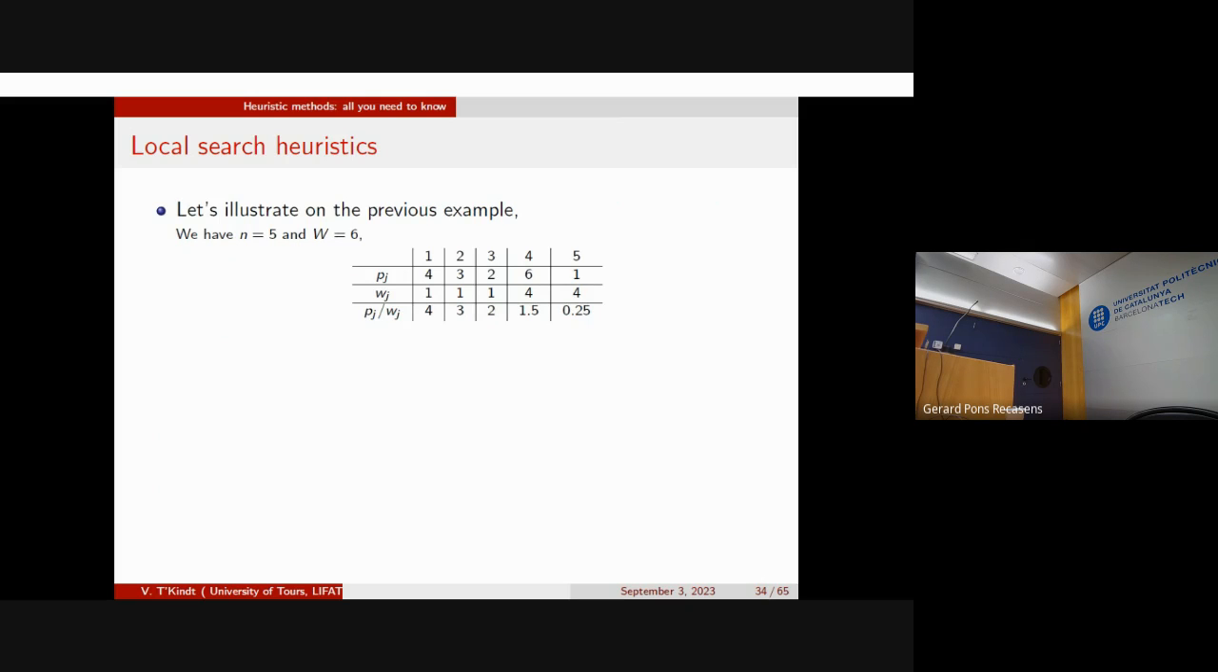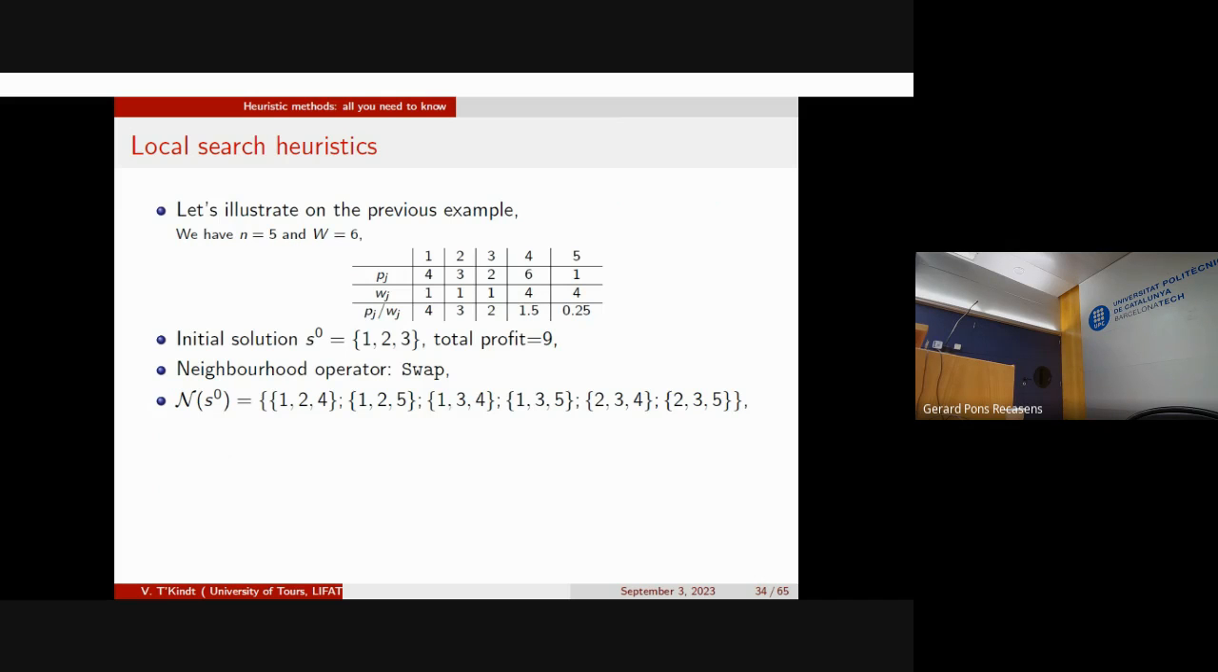Let's illustrate all these notions with the previous example. I can take as an initial solution S0, items 1, 2, 3, total profit 9. Suppose my neighborhood operator, because I need an operator that defines the notion of neighborhood, is the swap operator. What is the swap operator? The swap operator takes an item in the backpack, takes an item outside the backpack, and tries to swap them to build another solution. So the neighborhood of 1, 2, 3, when I use swap, is all the swaps that you can build from S0.